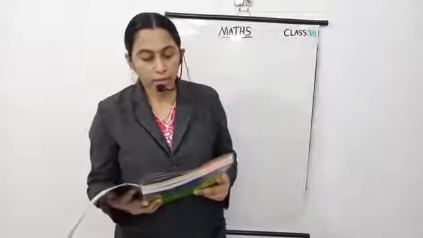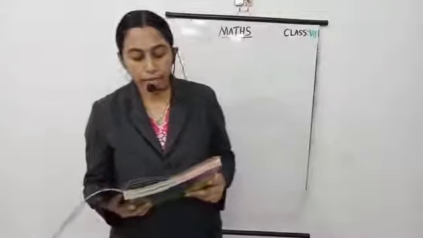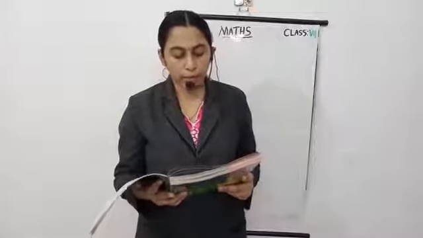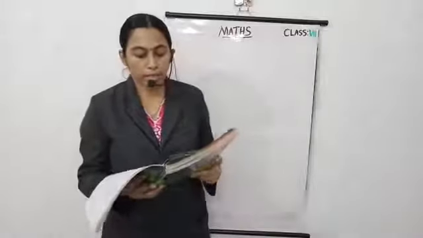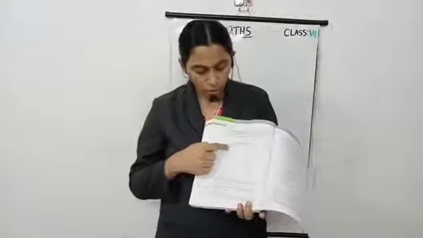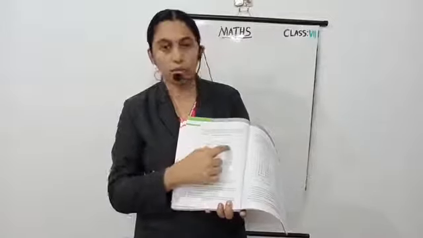So here given solid shapes and its net. So first one, A, a cube. Its net is second option. B, cylinder. Its net is third one. And C, cone. Its net is fourth one. And D, square pyramid. Its net is first one. So I think all of you got: cube, second; cylinder, third; cone, fourth; square pyramid, first one.